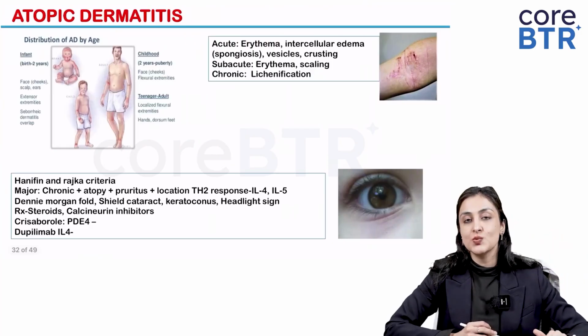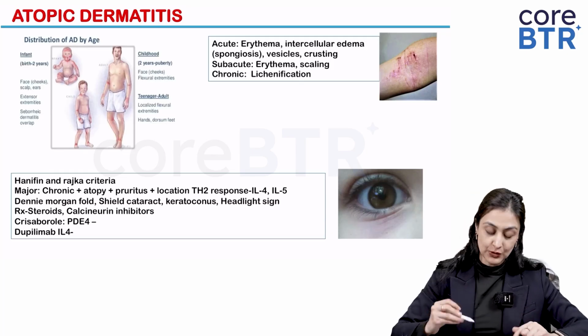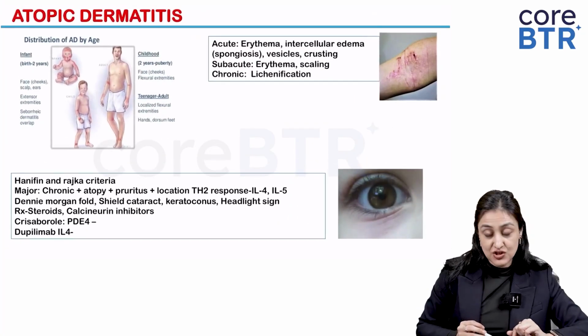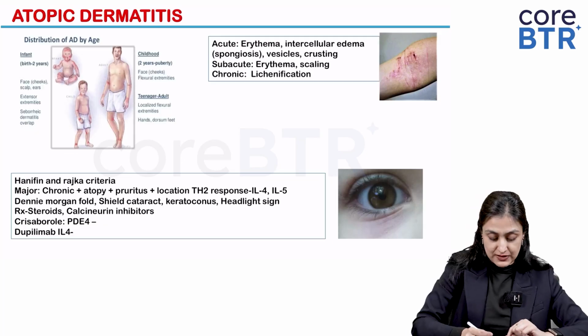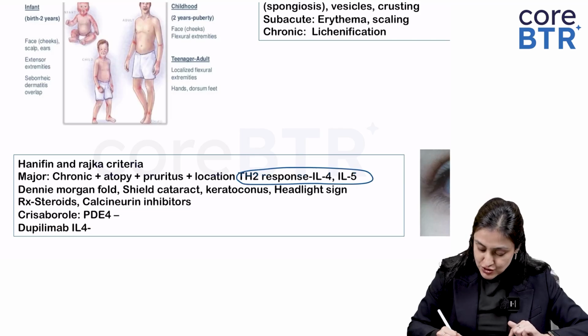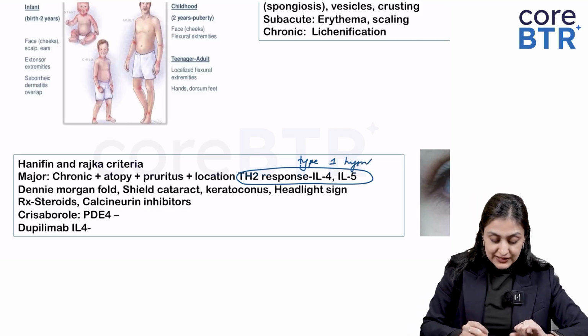Atopic dermatitis is where problem is not outside, problem is within you, right? So that's atopy. You are predisposed to it. So atopic dermatitis, as the name suggests, is a type 1 hypersensitivity. So this is where you have a Th2 response. Th2 response means type 1 hypersensitivity, eosinophilia. So that's associated with atopy.